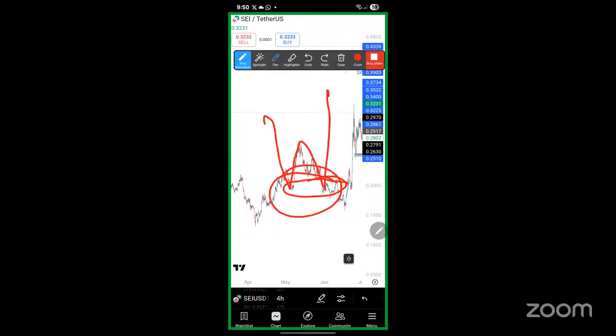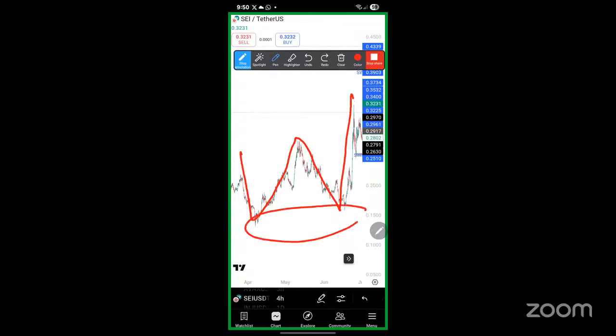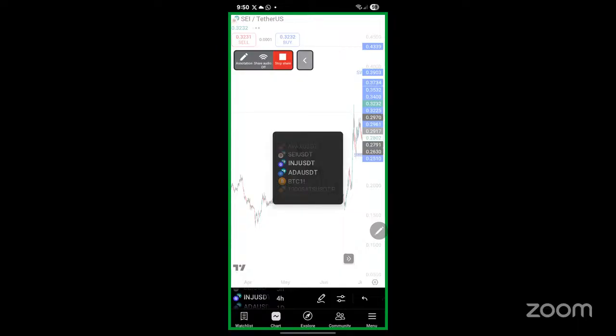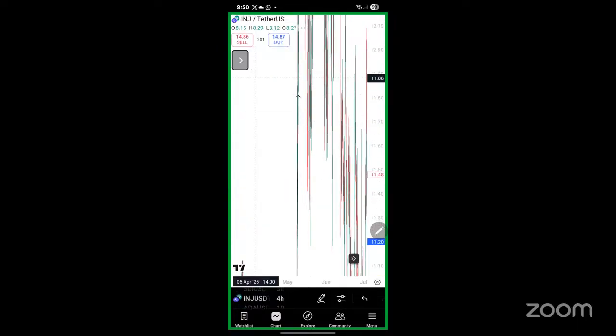This may be a double bottom. This one here. It might be a double bottom. Come to another coin. Come to Injective. Look for it like this.